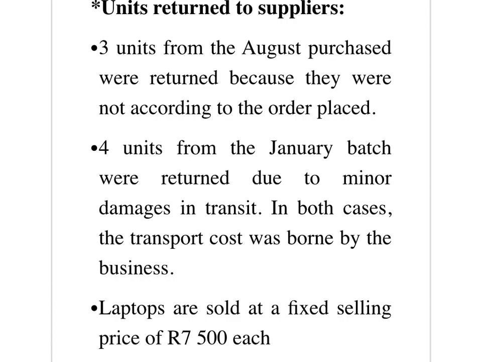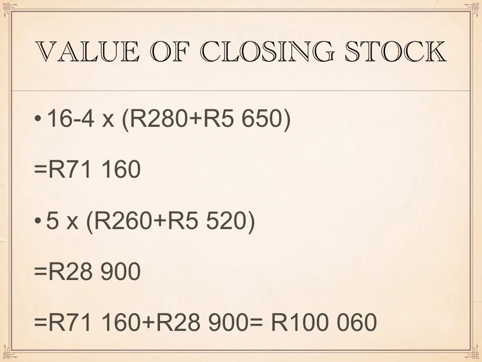So in calculating the value of closing stock, we will go to January, which is 16 units, subtract goods that were returned. The answer will be 12. That 12 we multiply by, open bracket, 280, which is transport cost, plus unit price of 5,650. The answer will be 71,160. We still have 5 more units in order to make up for the total of 17 units.